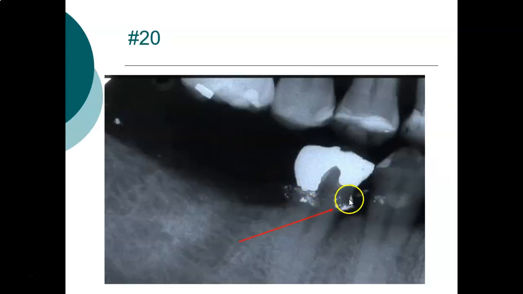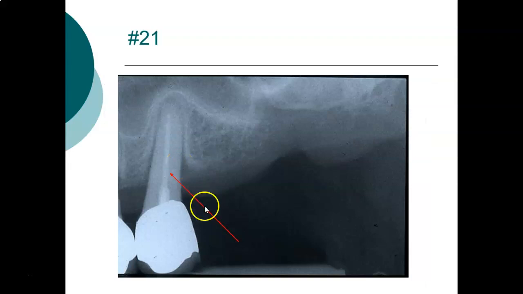Here you can see all these little metal fragments. That's going to be amalgam that got embedded into the tissue. So there's all these little amalgam fragments, even all the way over here. Here's another image of gutta percha. You can tell because instead of the pulp looking radiolucent, it looks more radiopaque.